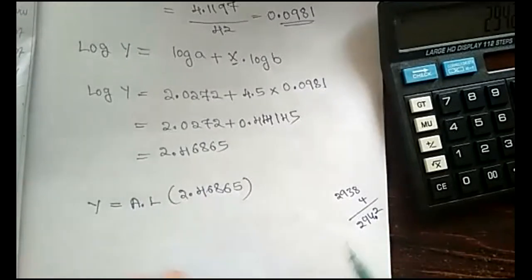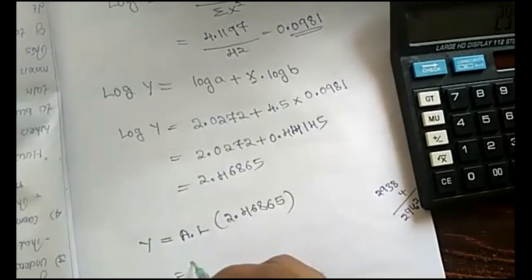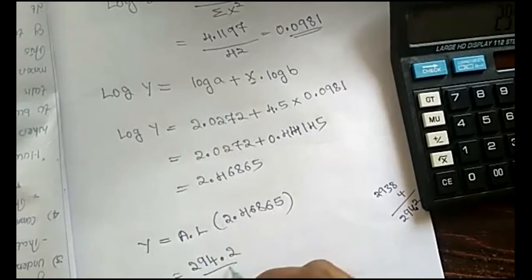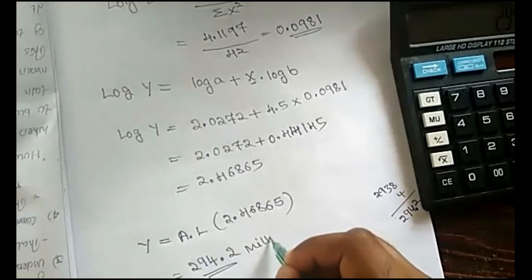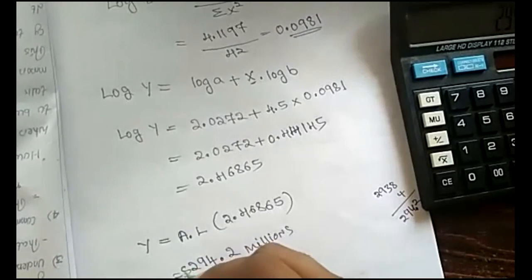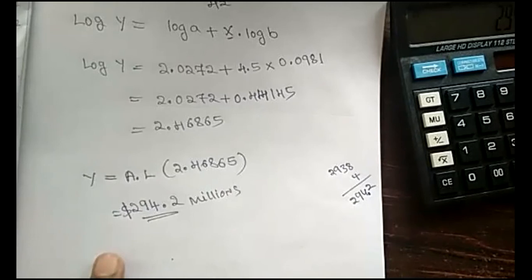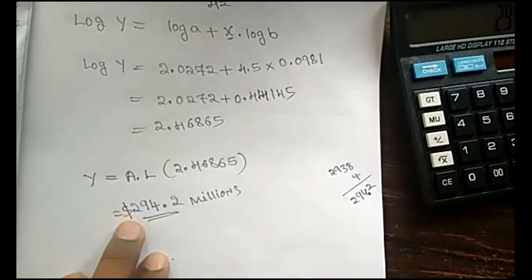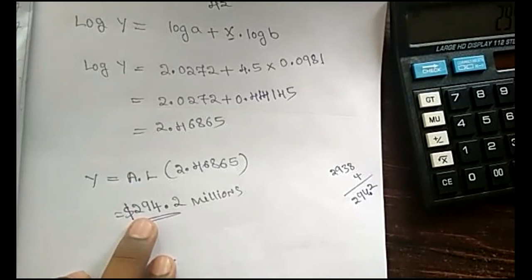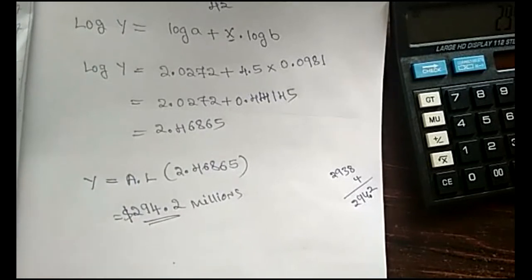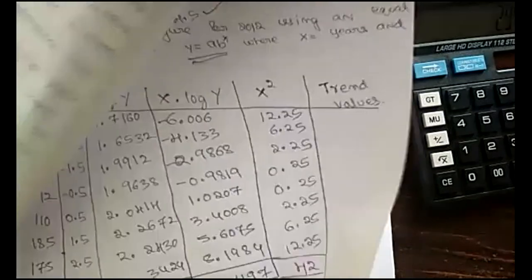So 294.2 million. Okay, the sales for 2012 is $294.2 million. Here they asked only to estimate the sales for 2012, that is we calculated $294.2 million.